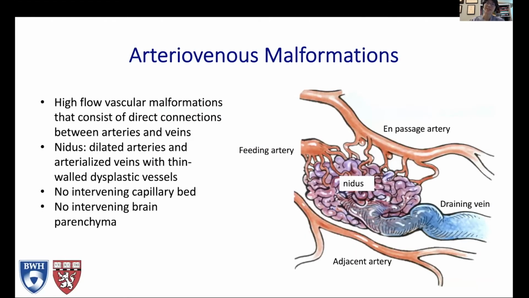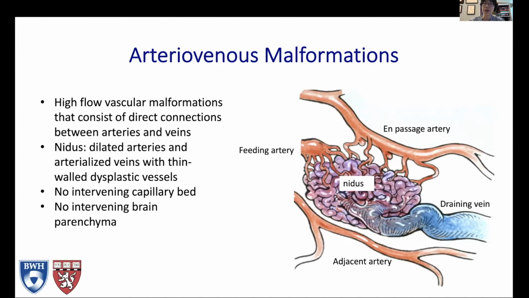Now, what is an AVM? An AVM is a high-flow vascular malformation that consists of direct connection between arteries and veins. Now, as you know, in a normal organ, arteries become smaller arterioles and finally become capillaries to feed the organ before they come together again to form veins.